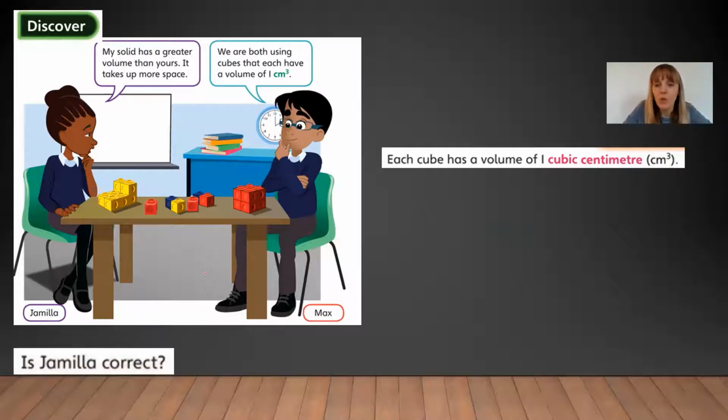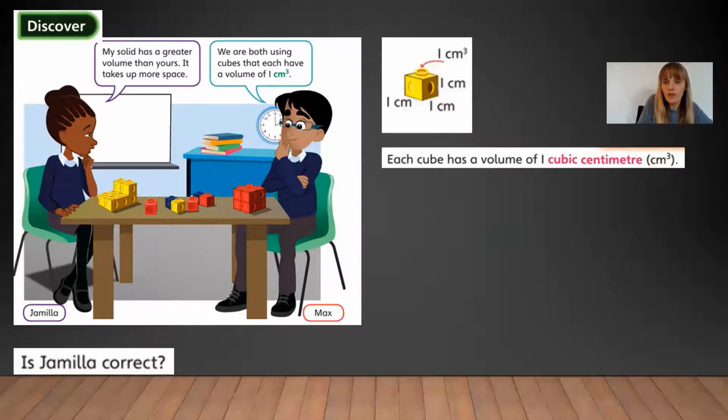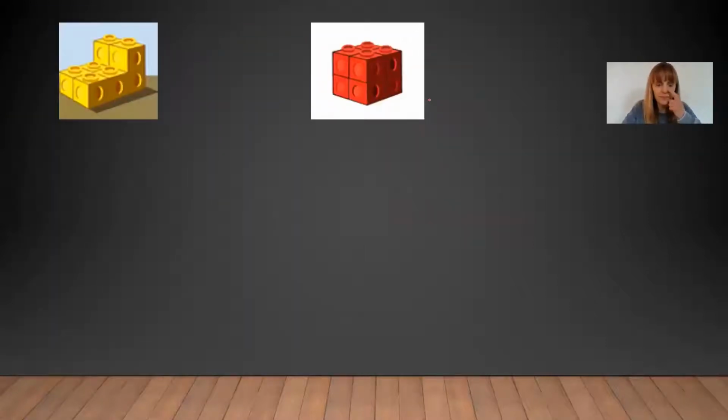So when we look at this 1 centimetre cube here, we've got its width, haven't we? We've got its length, 1 times 1, but also we need to think about its depth. So how far back it goes. If we were to put it into a container, how deep would that container need to be? Now we're looking to see, is Jamila correct? Does her solid have a greater volume than Max's? Let's have a look. So here are both their shapes. The important thing when you're looking at volume is that when we're calculating how many cubes there are, we have to consider the cubes that we cannot see.